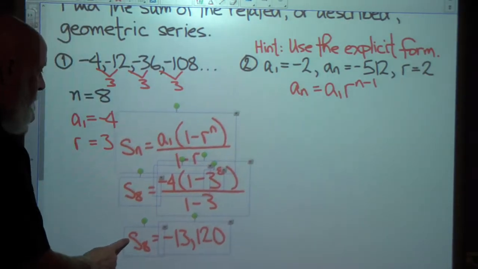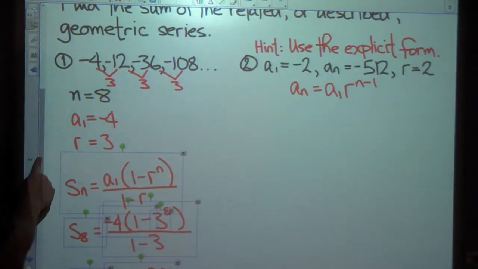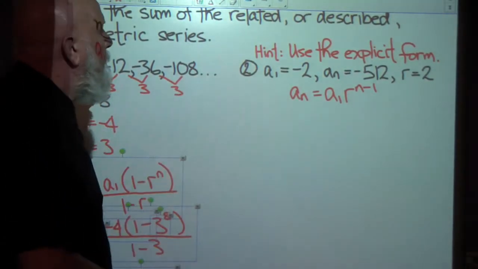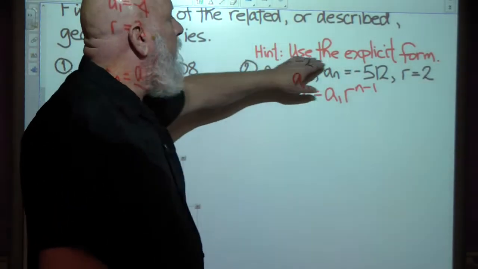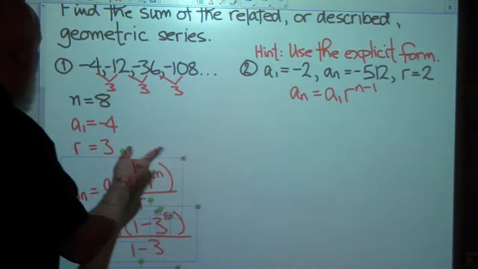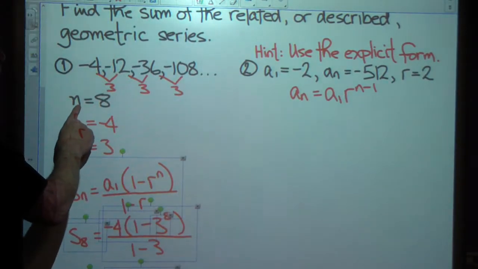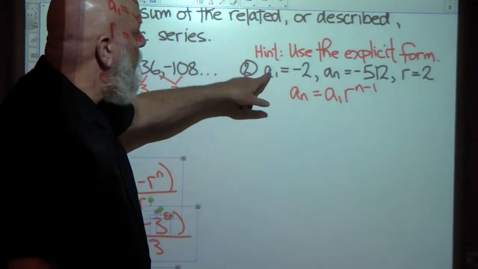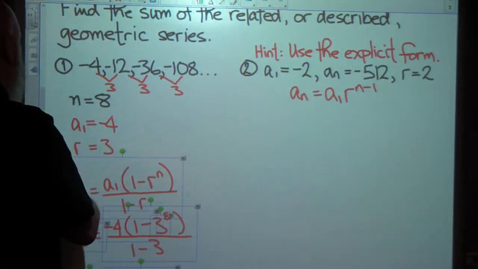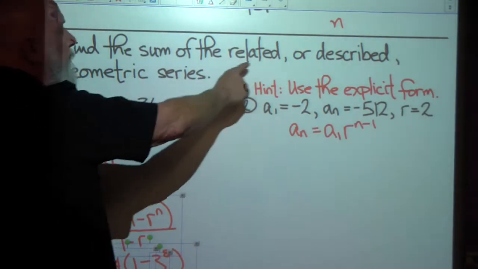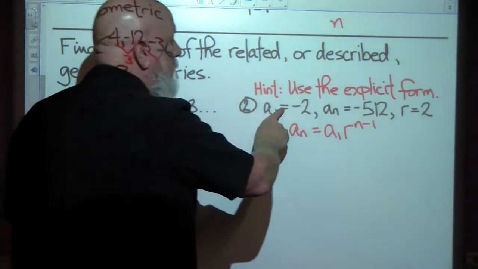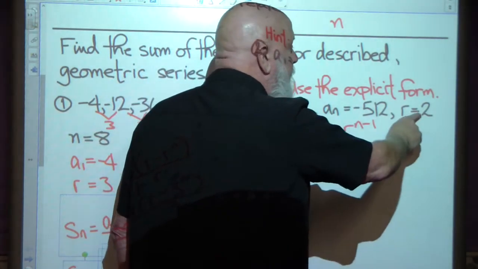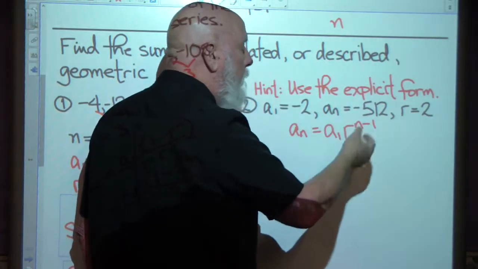We'll move this over a little bit here. And that way I'll have a little more room to work here. It says hint, use the explicit form. The reason it says that is because we need n, the number of terms, the first term, and r. And if you look at this, it is a described geometric series, or sequence rather. It's described to us, and they give us the first term, they give us the nth term, they give us the common ratio, but they don't tell us how many terms there are.